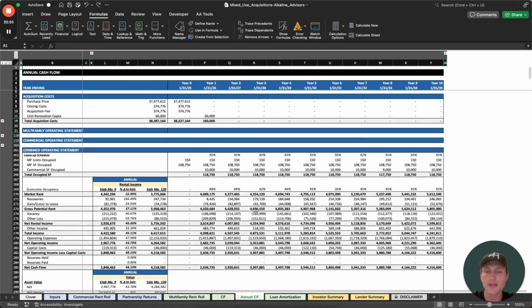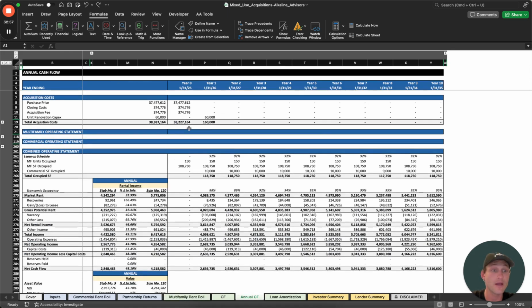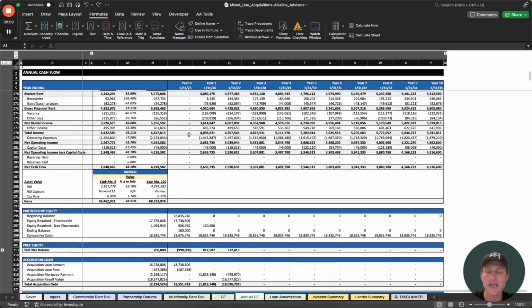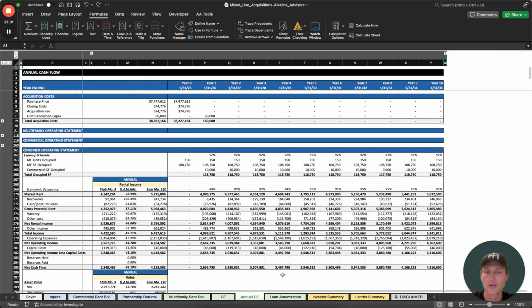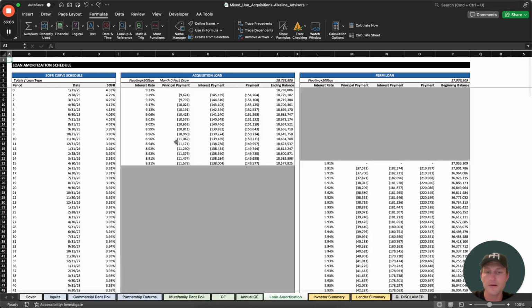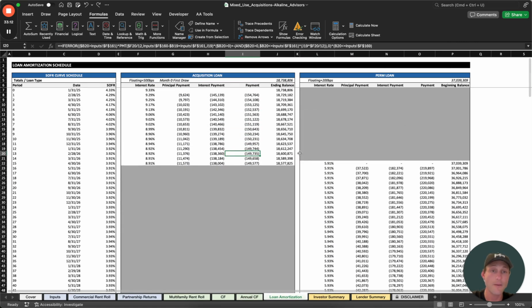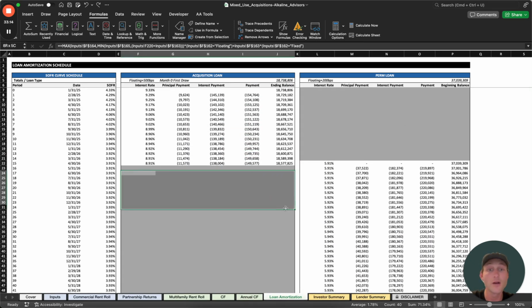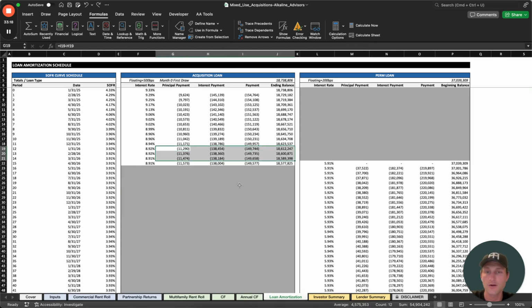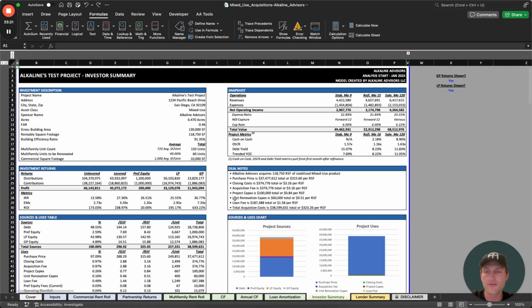We can hop to the annual cash flow tab. This is going to be identical to the monthly cash flow tab, but this is annualized. We have the loan amortization tables. Here we separate it out by acquisition loan and then perm loan. This is all conditionally formatted, so if the refi happens later, these gray cells will ungray and you'll be able to see what the actual information is underneath.